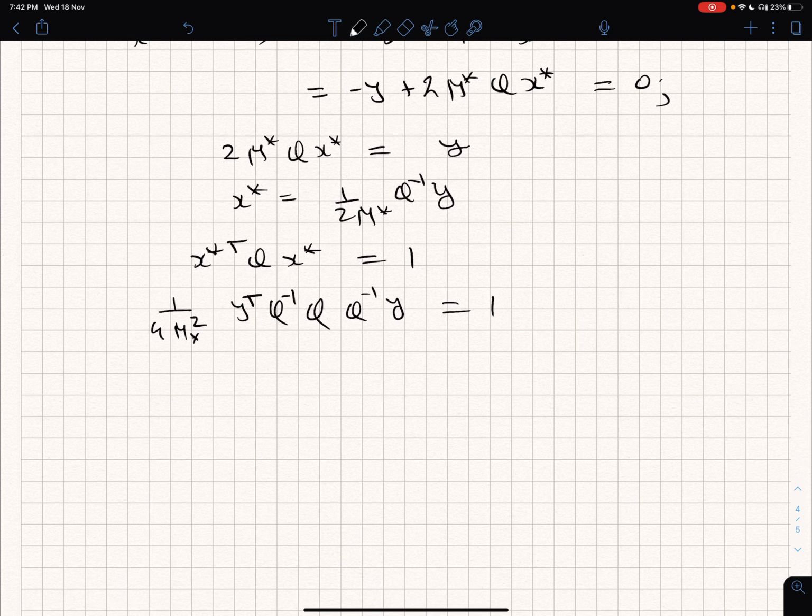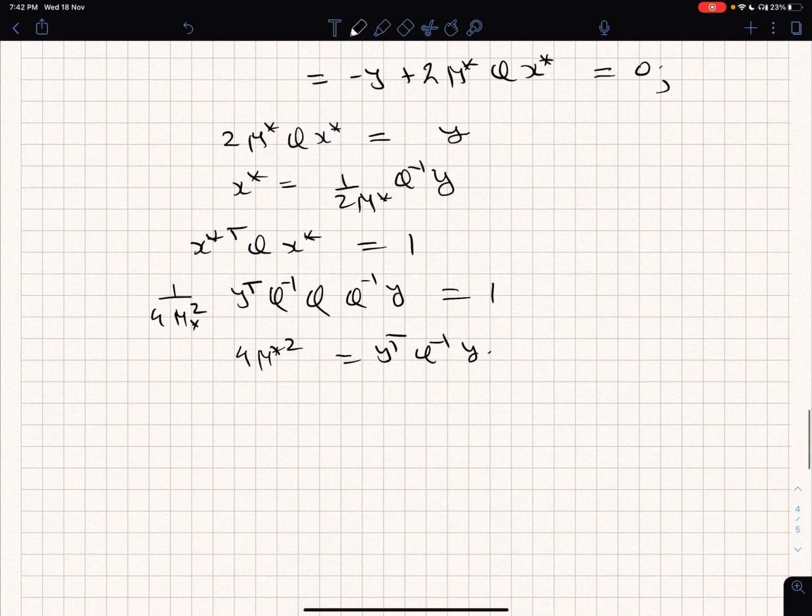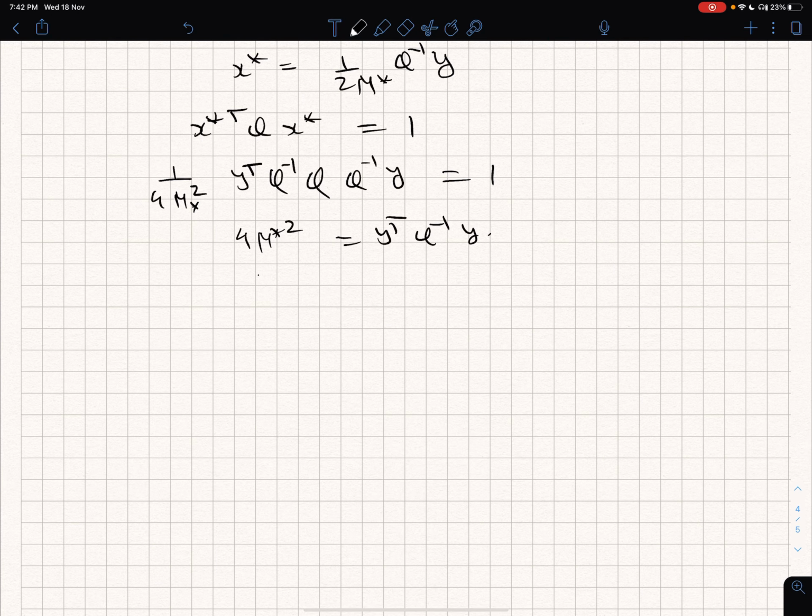So I get 4 mu star square is equal to y transpose q inverse of y. So I get 2 mu star as the positive square root of y transpose q inverse of y, divided by 2. And why do I look at the positive square root? Because the necessary condition itself requires that the Lagrangian multiplier should be non-negative. And if y vector is a non-zero vector, I look at non-negative roots only.